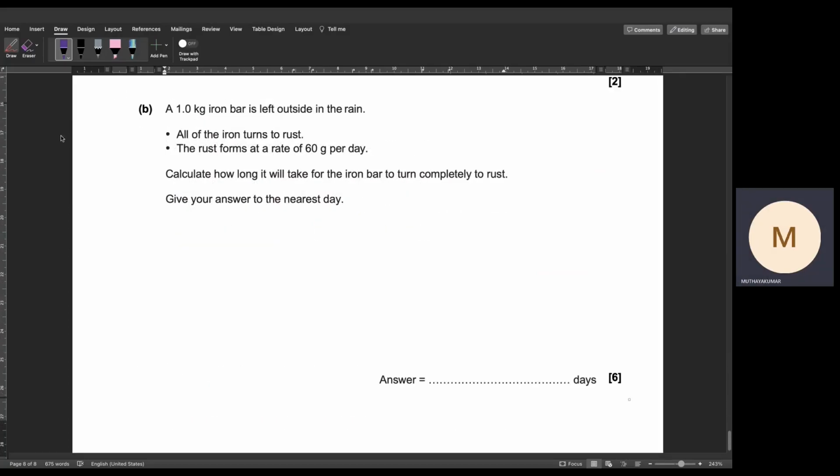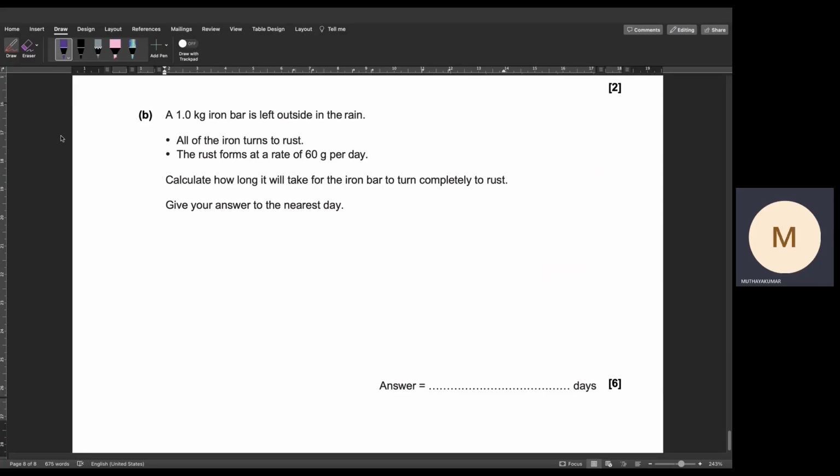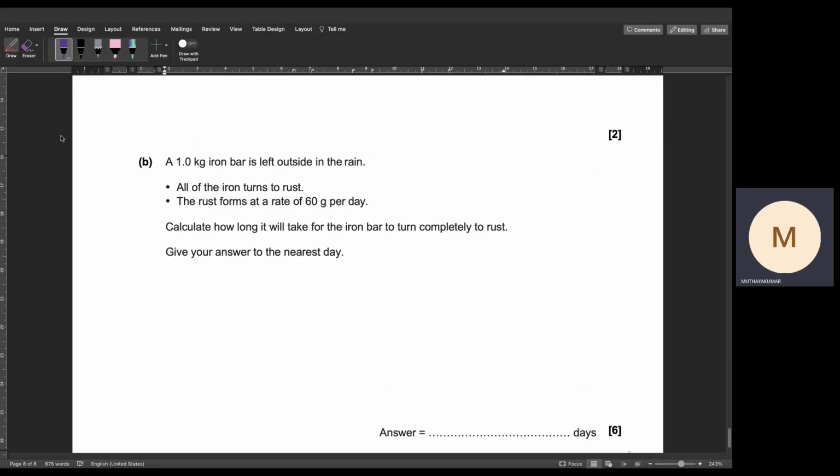Okay, final question. 1 kilogram of iron bar is left outside in the rain. All of the iron turns to rust. The rust forms at a rate of 60 grams per day. Calculate how long it will take for the iron bar to turn completely to rust. Give your answer to the nearest day. And this is a 6-mark question.